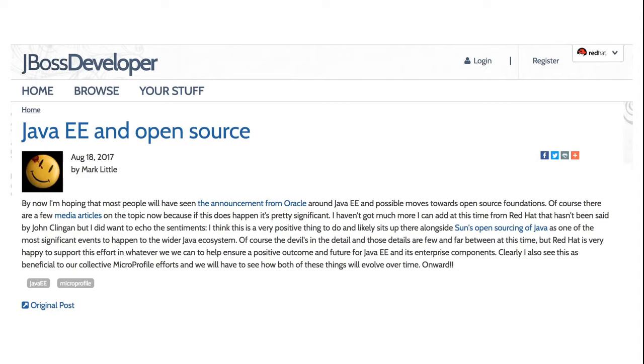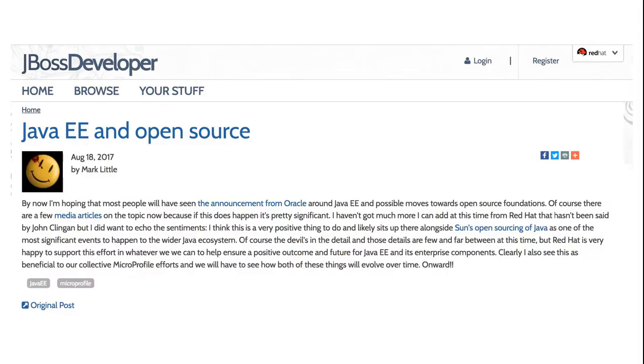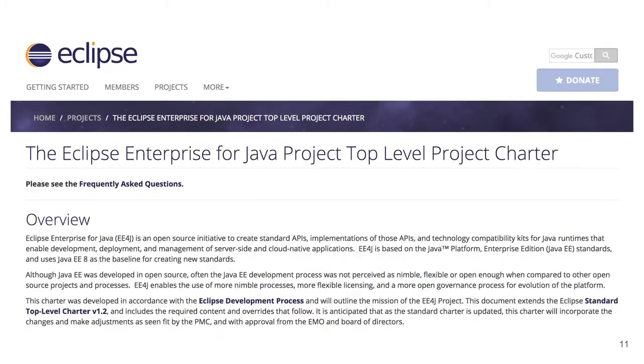Like I said, though, at the time when we made the announcement, we didn't know where we were going to go with it. Well, hot on the heels of moving Eclipse MicroProfile to the Eclipse Foundation, we decided that we would move it to the Eclipse Foundation.